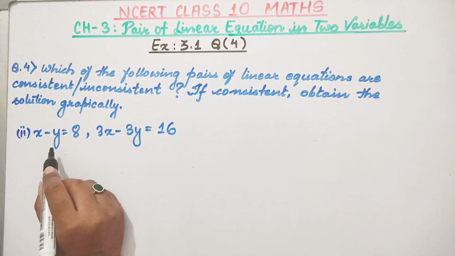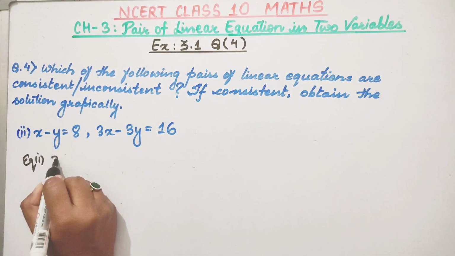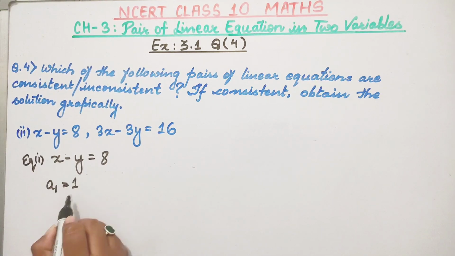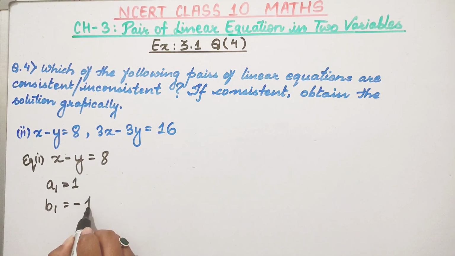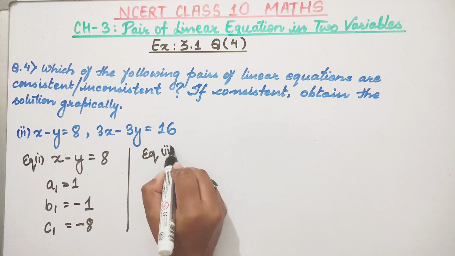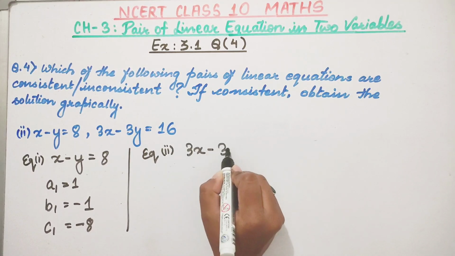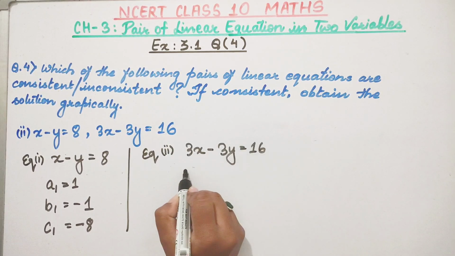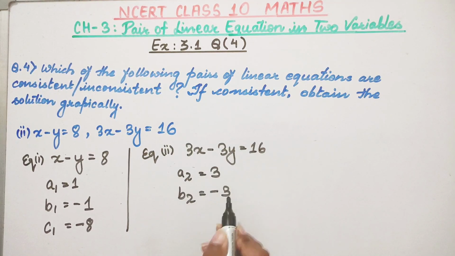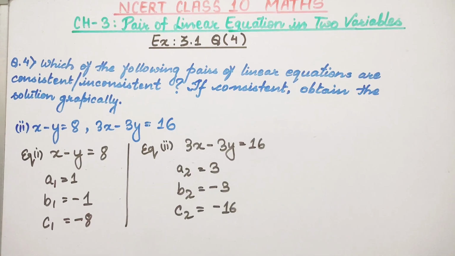For question number 2, we have equation 1, x minus y equals 8, for which a1 equals 1, b1 equals minus 1, and c1 equals minus 8. When you rearrange, you will get the value of c1. Equation 2 will be 3x minus 3y equals 16. Here a2 equals 3, b2 equals minus 3, and c2 equals minus 16, after rearranging the 16 in this equation.